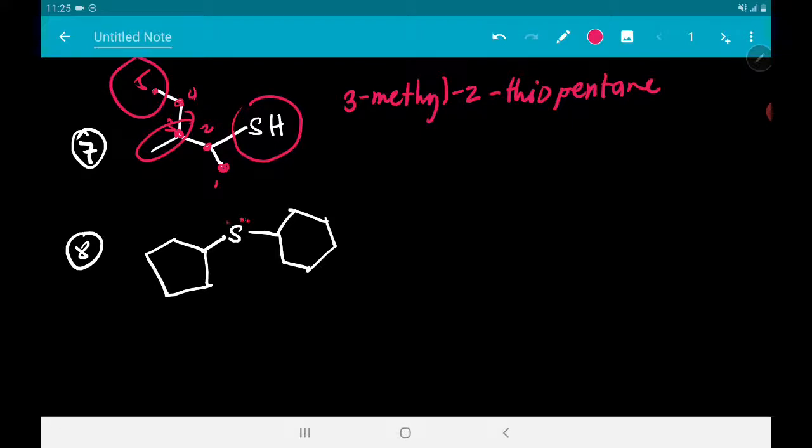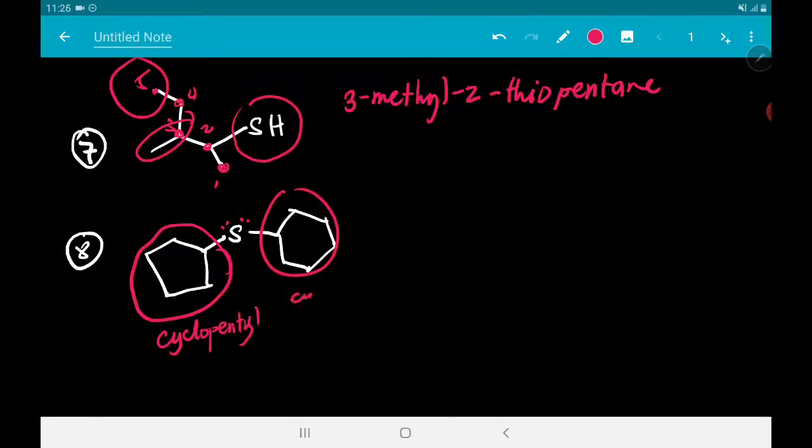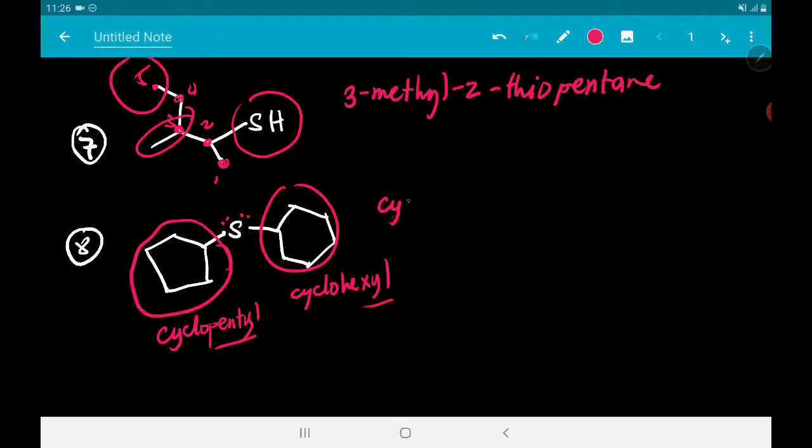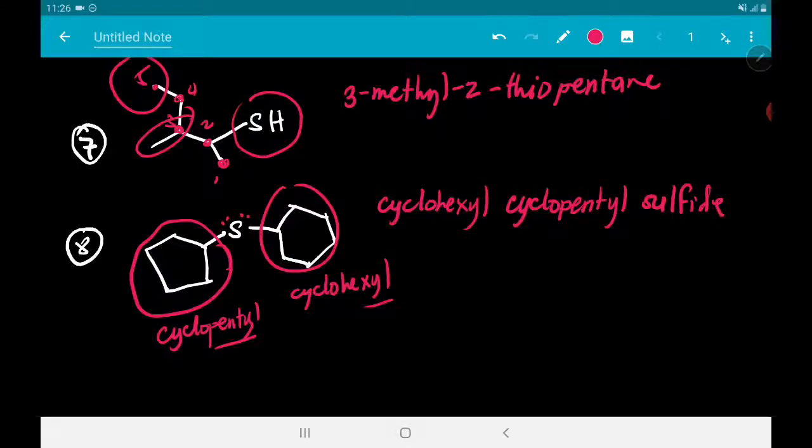Last, okay, meron tayong sulfide. Okay, so ito ay cyclopentyl. This is a cyclohexyl. So ano ang una? P or H? Siyempre yung H. So ang gagawin natin, cyclohexyl space, okay? Kailangan natin ng space. Cyclopentyl sulfide. Okay? So that's how you name carboxylic acids, derivatives, and amines, thiols, and sulfides. So more examples sa next video.